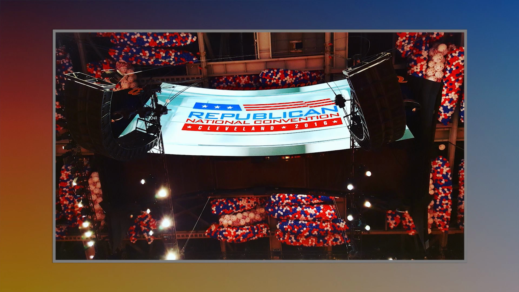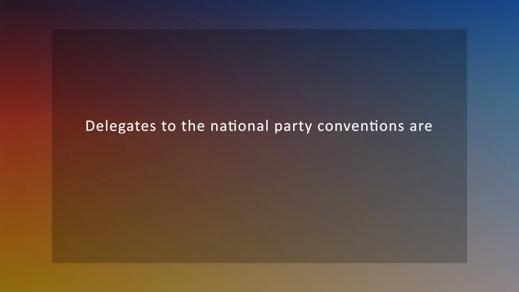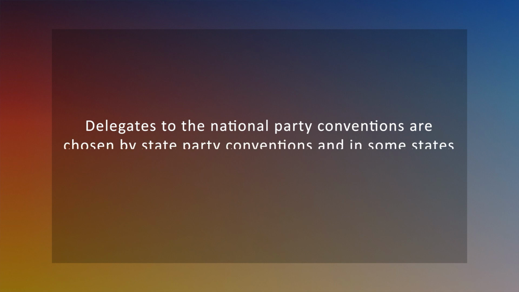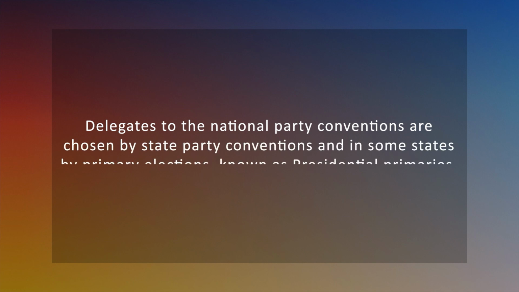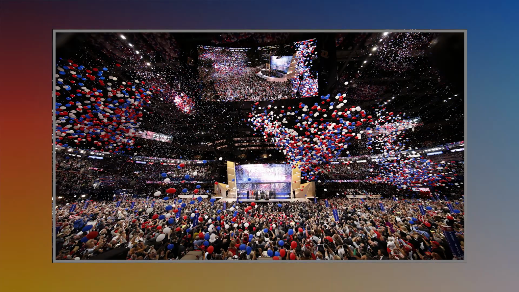Each political party holds a national convention for choosing its presidential nominee. Delegates to the national party conventions are chosen by state party conventions, and in some states by primary elections known as presidential primaries. The national party conventions are held in big cities. A majority of all the delegates is required to choose the presidential nominee.